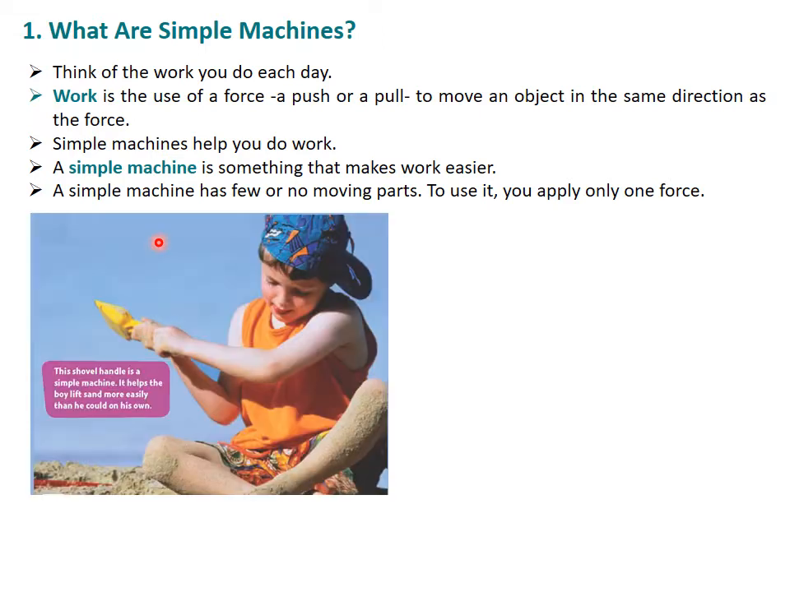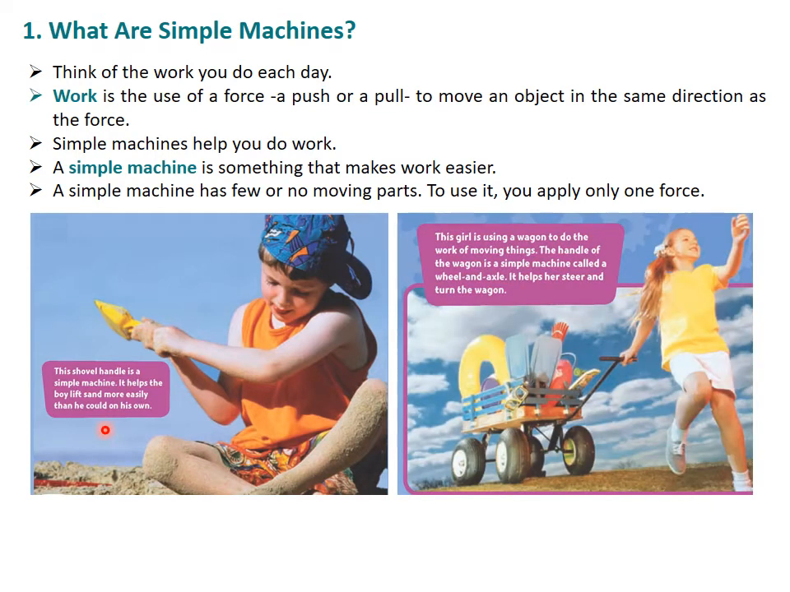In this picture, we can see that the shovel handle is a simple machine. It helps the boy lift sand more easily than he could on his own. In the second picture, we can see that this girl is using a wagon to do the work of moving things. The handle of the wagon is a simple machine called a wheel and axle. It helps her steer and turn the wagon.